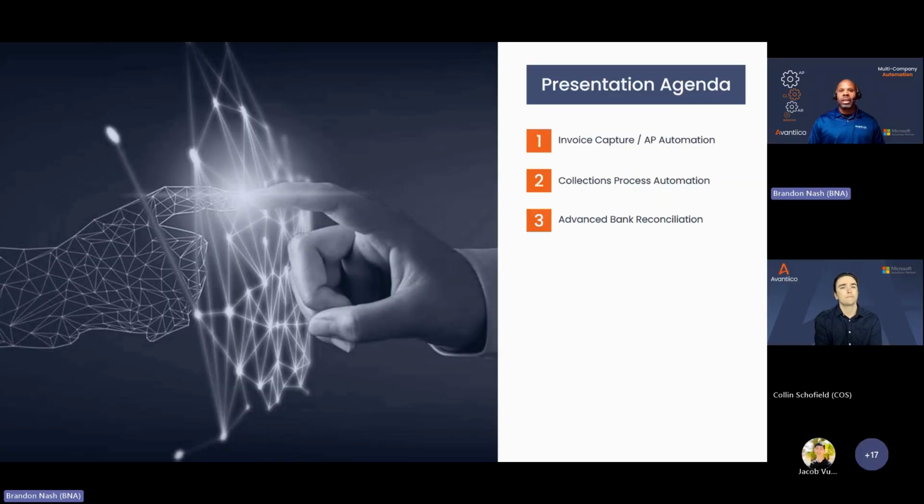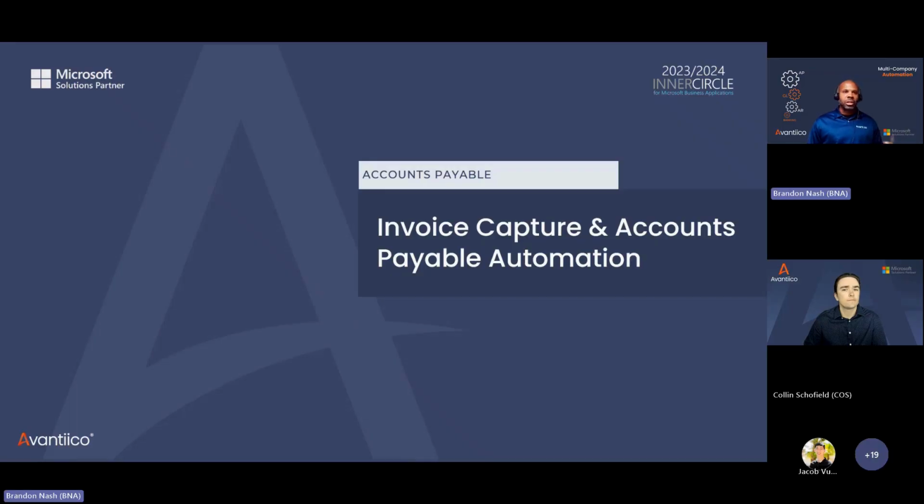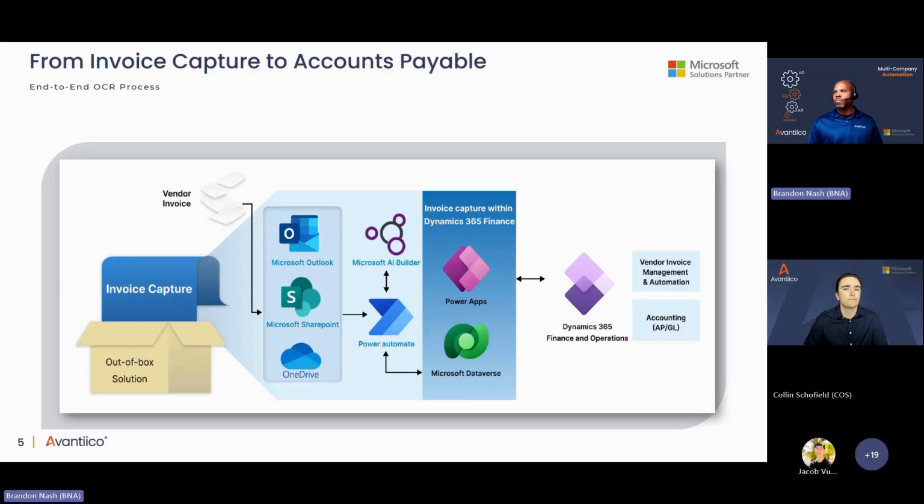Then we'll go through the collections process automation in terms of credit and collections and how that ties into AR. And then we'll wrap it all up with a bank reconciliation automation demonstration and just kind of talk through what all this looks like and how you can have your team be more proactive and less reactionary in D365 using some of the out-of-box tools that I've listed here. So with that being said, let's jump right into invoice capture and AP automation.